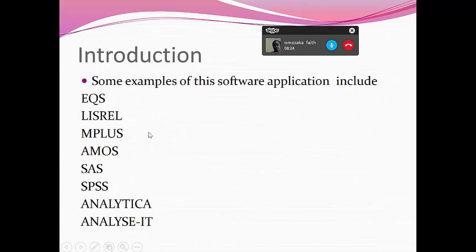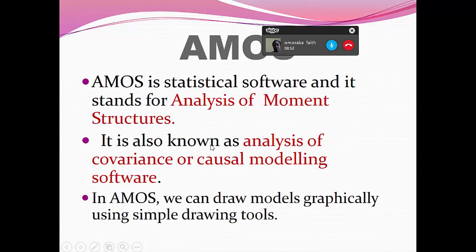We'll see some examples of software applications used in statistics. The first one we have is equation structural program. The next one is linear structural relations. We also have multiple plots. We also have analysis of moment structures, which we are going to be discussing today. We also have the statistical analysis system. Then there is the statistical package for social sciences, which most of us are already used to. Quickly to slide 4, we want to start our presentation today, which is on AMOS.